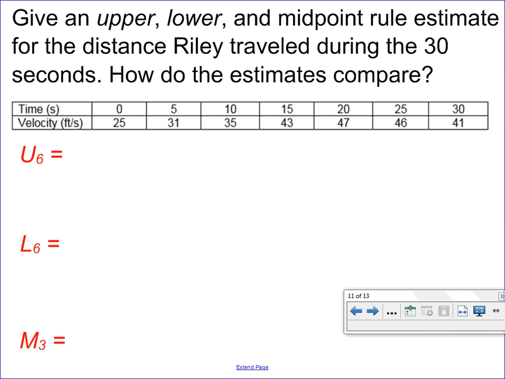Take a look at my table. Notice how my upper, lower estimate, right, is going to be different than a left-hand or right-hand sum because look at, in this case, the data isn't strictly increasing or strictly decreasing. You see that? So you have to purposely select the greatest function value on each subinterval when doing the upper estimate, as opposed to purposely selecting the least function value on each subinterval when doing the lower. This will guarantee that you've got the absolute upper estimate possible versus absolute lower estimate possible.